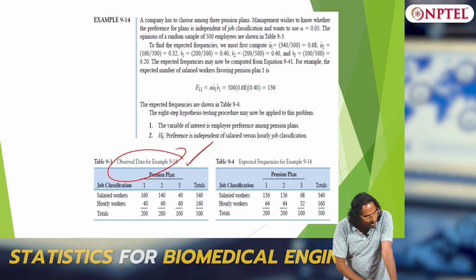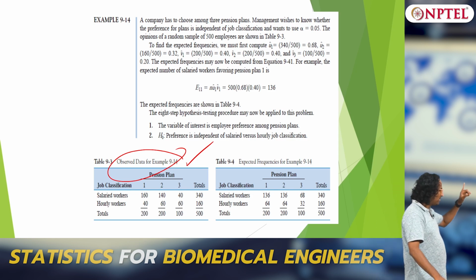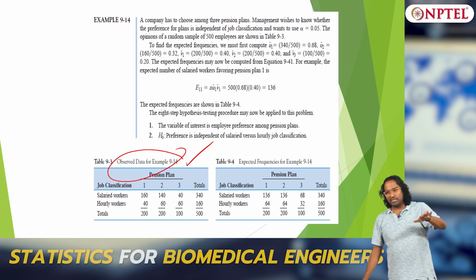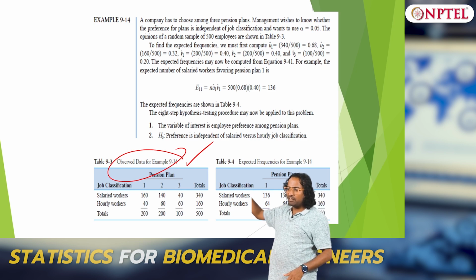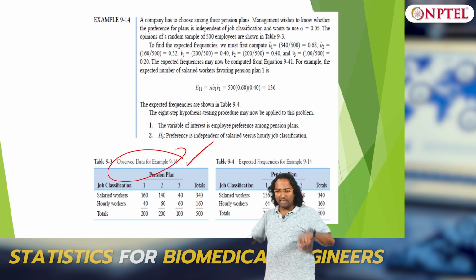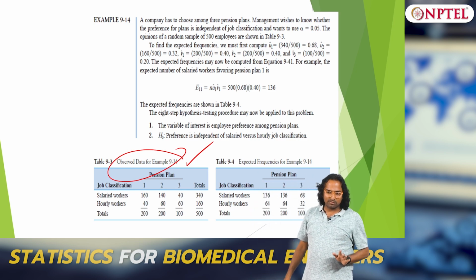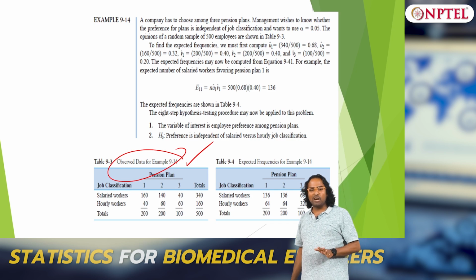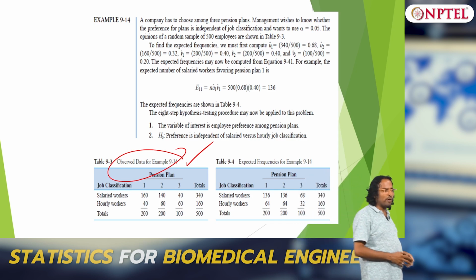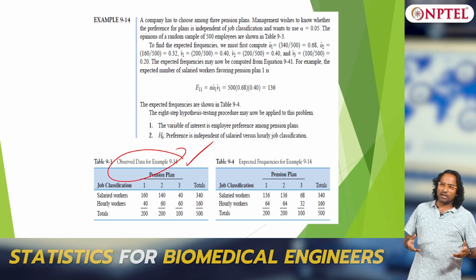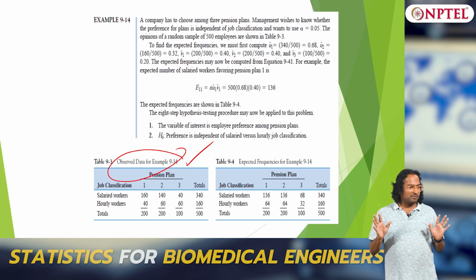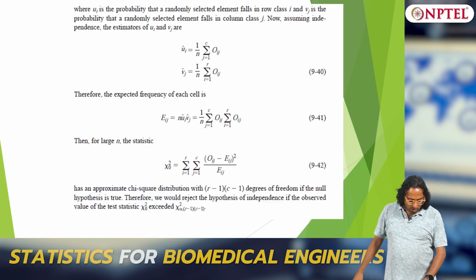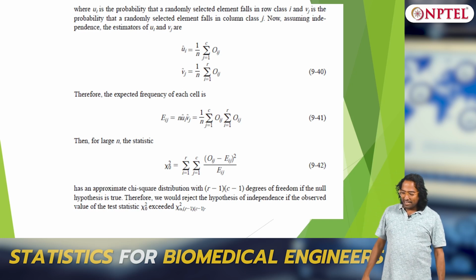The data is given to you: for one variable there are R levels, for the other variable there are C levels, it is an R cross C table. With this table I want to know whether these two variables, the pension plan and job classification, are independent or dependent. That is what I want. So how do I go about it? What is the idea behind independence?